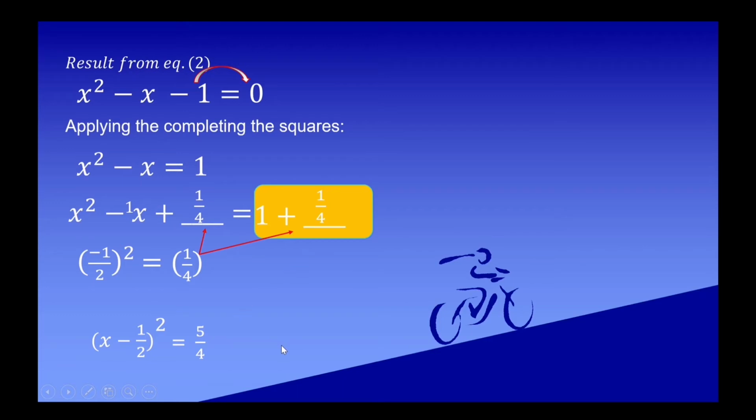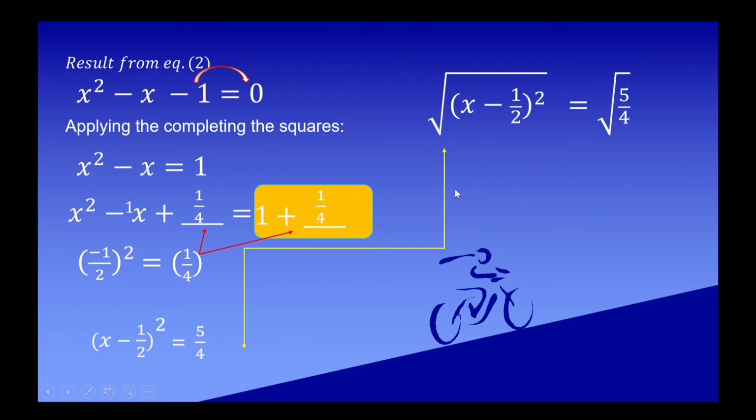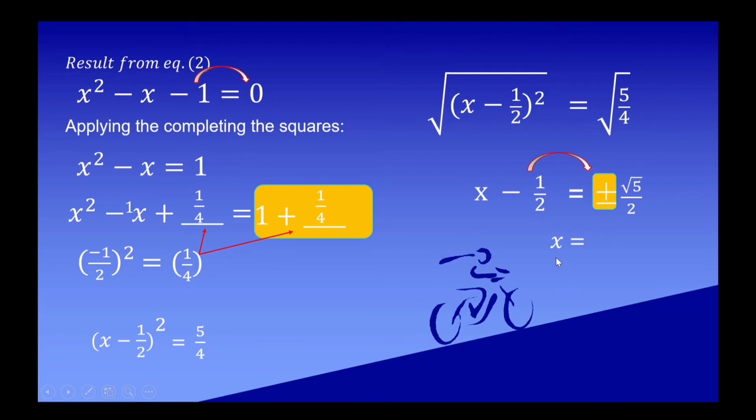Then take the square root of both sides of the equation. So square root of (x minus 1/2) raised to 2 is equal to square root of 5 over 4. Then cancel out the square root and the raised to 2. So the result is x minus 1/2 is equal to plus or minus square root of 5 over square root of 4. So that is 2. So we are using the positive and negative after simplifying the radical sign.